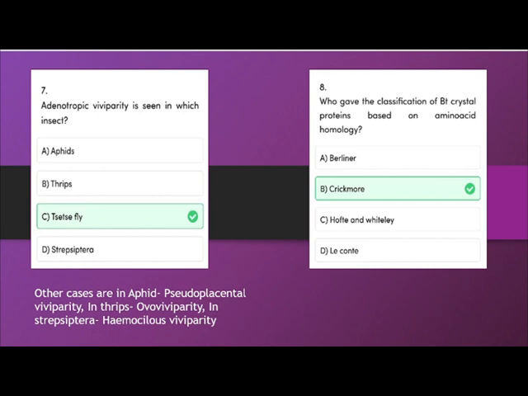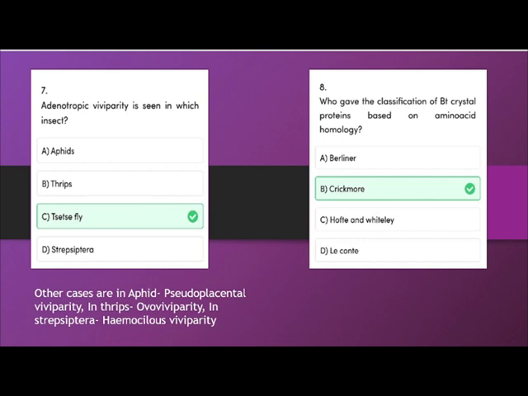Adenotrophic viviparity is seen in which insect? And the answer is tsetse fly. In case of aphid, pseudoplacental viviparity is seen. In case of thrips, oviviparity is seen. And in Strepsiptera, hemocoelous viviparity is seen. Now come to the eighth question.